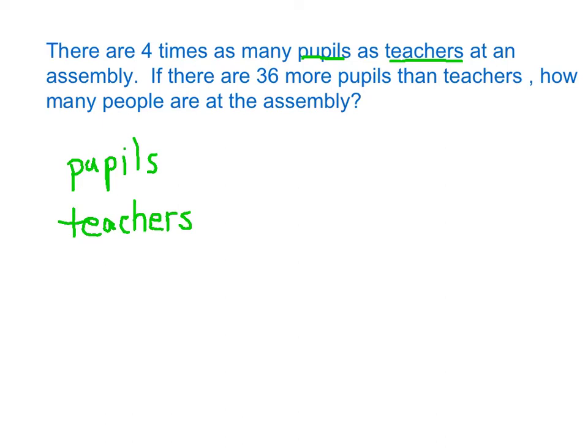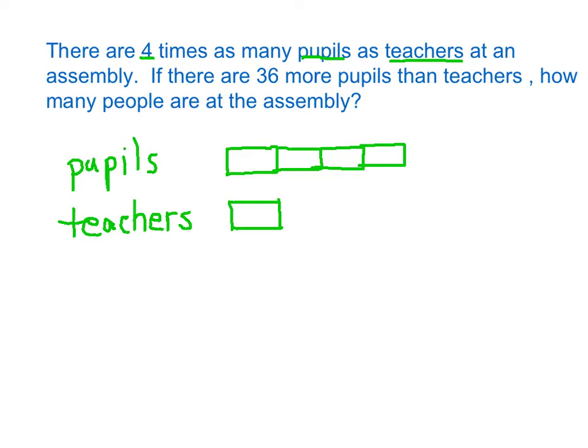And then in trying to figure out which one has the least amount, I see that there are 4 times as many pupils as teachers. So teachers have the smallest amount, so I'm going to give them the unit or the bar. Then I go back to the word problem and do sentence by sentence. There are 4 times as many pupils as teachers. So the pupils get 4 bars. And because of those words times as many, I know that all of these bars or units have the exact same amount in them.